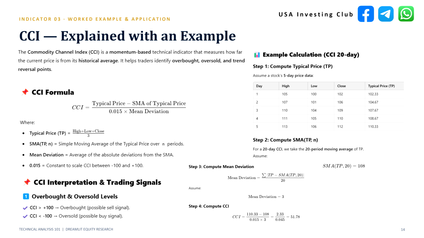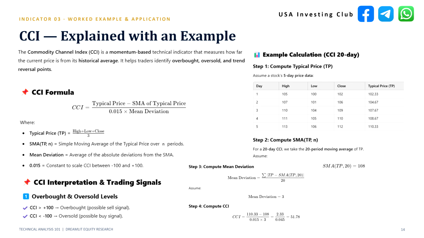Step 4. Plug everything into the formula. CCI equals 110.33 minus 108 divided by 0.015 times 3. That's 2.33 divided by 0.045, which equals 51.78. That reading, 51.78, sits comfortably inside the normal range between minus 100 and plus 100.